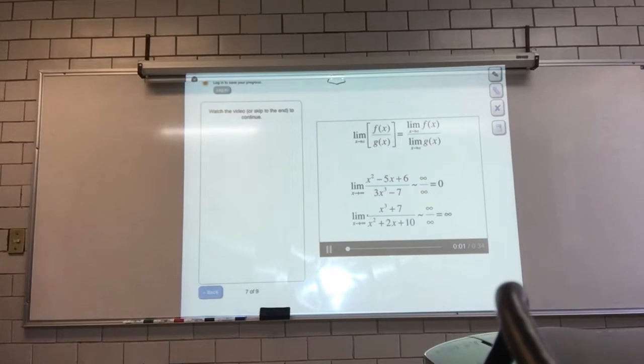This time the numerator wins and the entire function goes to infinity. So when we see infinity over infinity, we always have to work things out carefully. The limit rule here doesn't work.